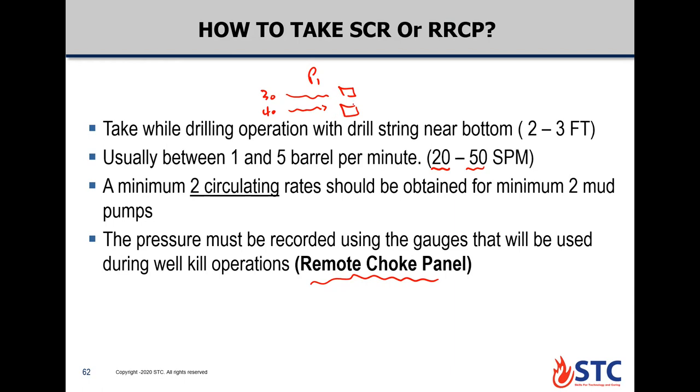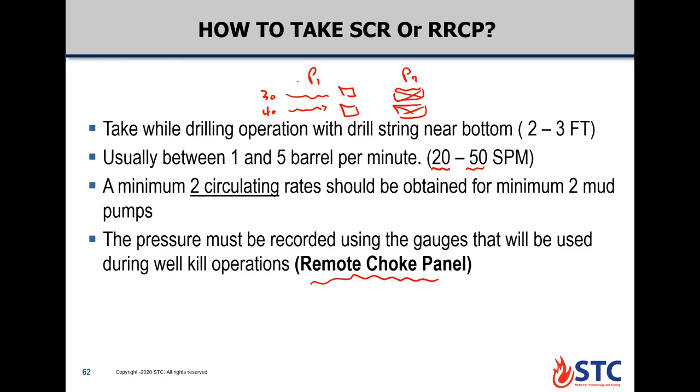Now shut down pump number one and go ahead with pump number two. Same thing at 30 SPM, wait for pressure stabilization. Record the pressure from the remote choke panel. Then raise the rate to 40 SPM and record it from the remote choke panel.